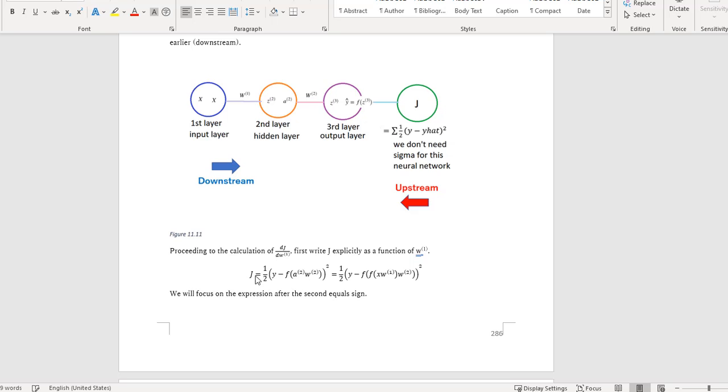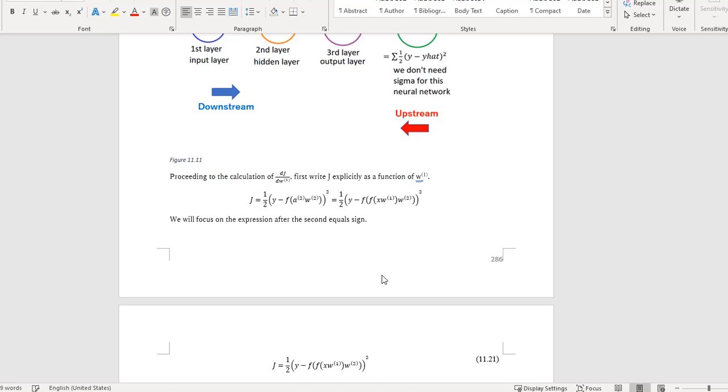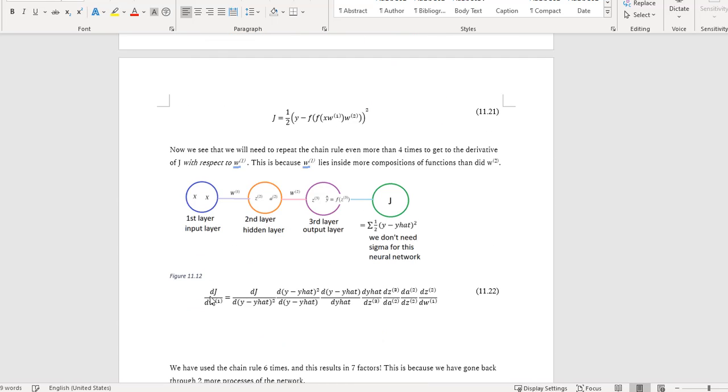So anyway, we need to express J in terms of W1 if we want to calculate the derivative of J with respect to W1. So we have to do this. And this is the way it looks. You can confirm that for yourself. But anyway, we do need an expression for J in terms of W1. This is what we have. So now we can do the derivative of this whole thing with respect to W1. But as we said, it's sort of embedded in many functions. So that's going to call for many applications of the chain rule. And we have to do that.